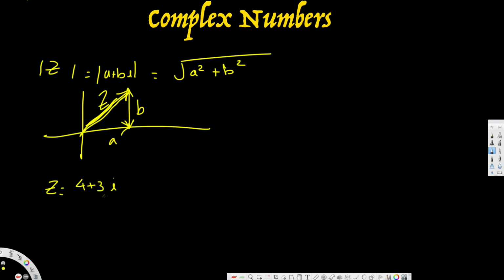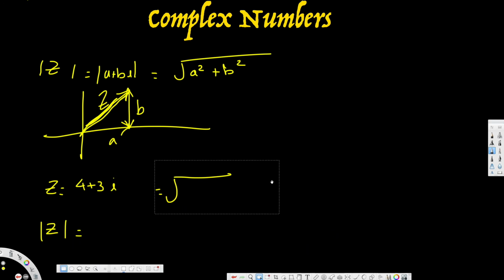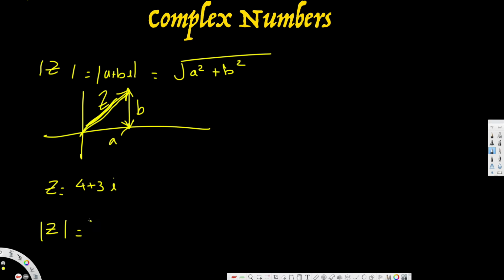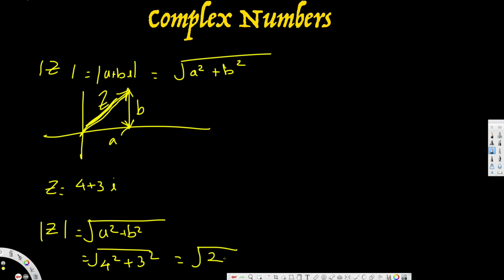Here a is 4, b is 3, so the absolute value of this one is going to be simply the square root of a square plus b square. In our case, a square is 4 square, b square is 3 square. 4 square is 16, 3 square is 9, so 16 plus 9 is 25, therefore the answer is 5. That's how we find the absolute value of a complex number.